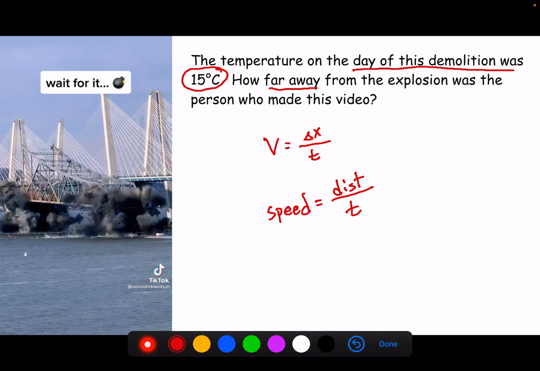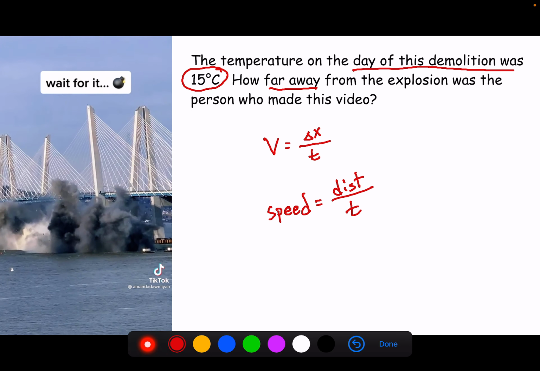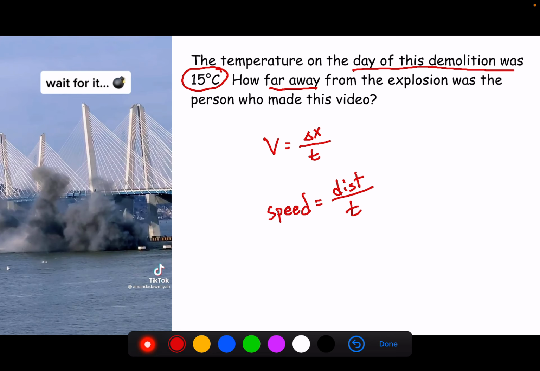Oh, I missed it. And it is clear that you do not hear the explosion at the same time that you see it. So you see the explosion, and then you hear the explosion.